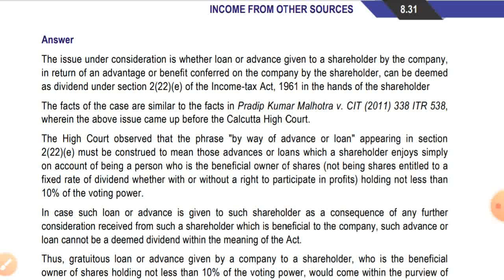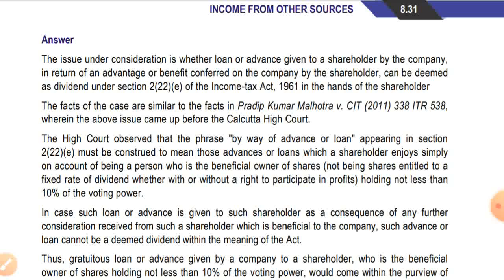The High Court observed the phrase "by way of advance or loan" appearing in section 222E must be construed to mean those advances or loans which a shareholder enjoys simply on account of being a beneficial owner of shares. He is not the beneficial owner of shares in this case because he has given a mortgage land on behalf. Because of that, the company has failed to release the mortgage from the bank. So for that purpose, to retain the benefit of the bank loan, the company has given an advance to Mr. Santhanam. That is why, I'm reading it out once again.